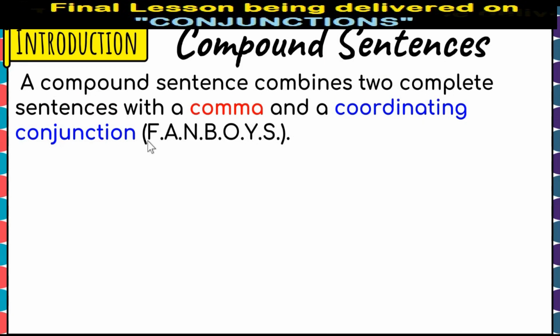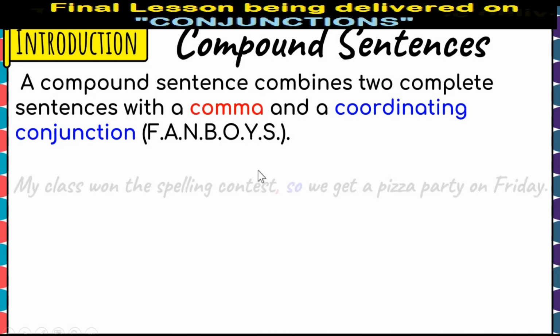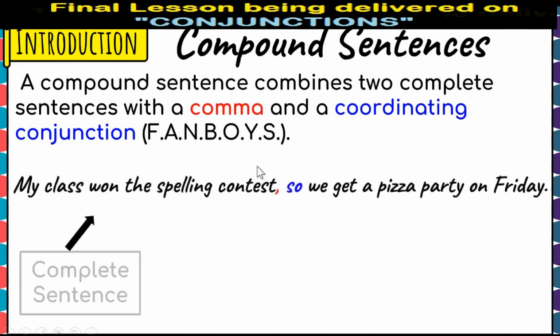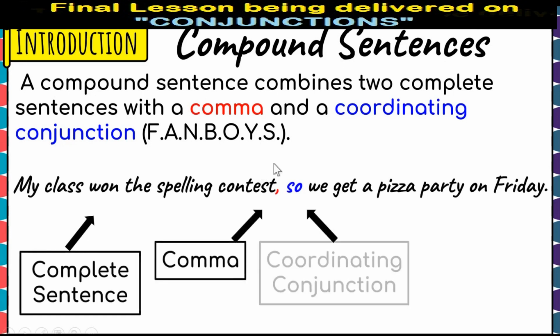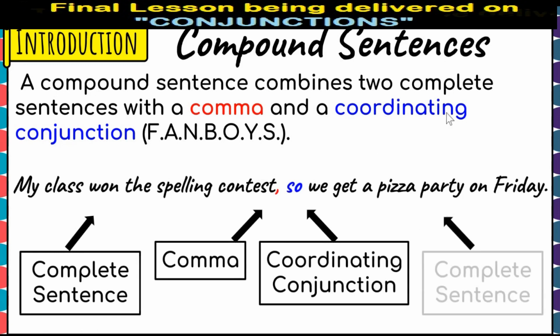Now, what do I mean by fanboys? This is the easiest way to remember the conjunctions and to use them to create compound sentences. Now, as you can see, my class won the spelling contest, comma, this is one sentence. So, this is a conjunction. We get a pizza party on Friday.